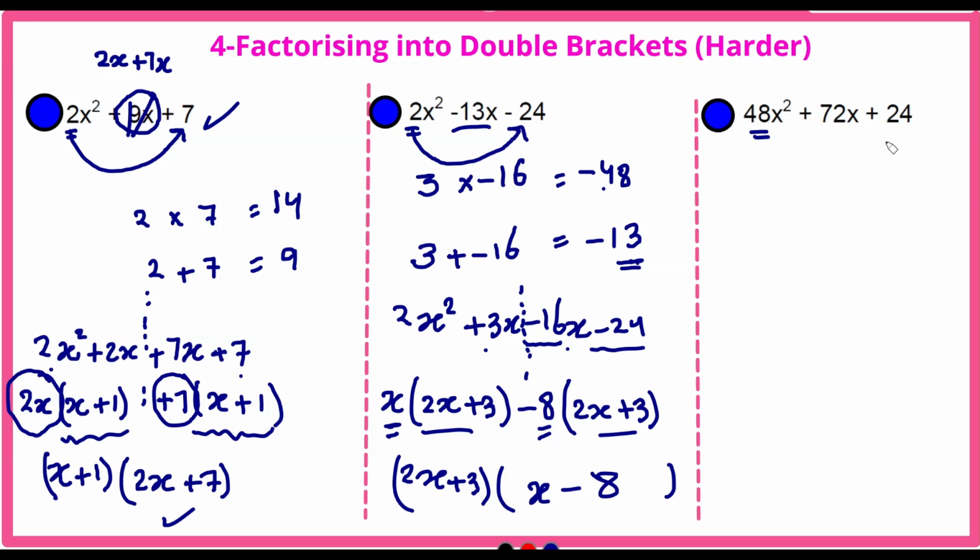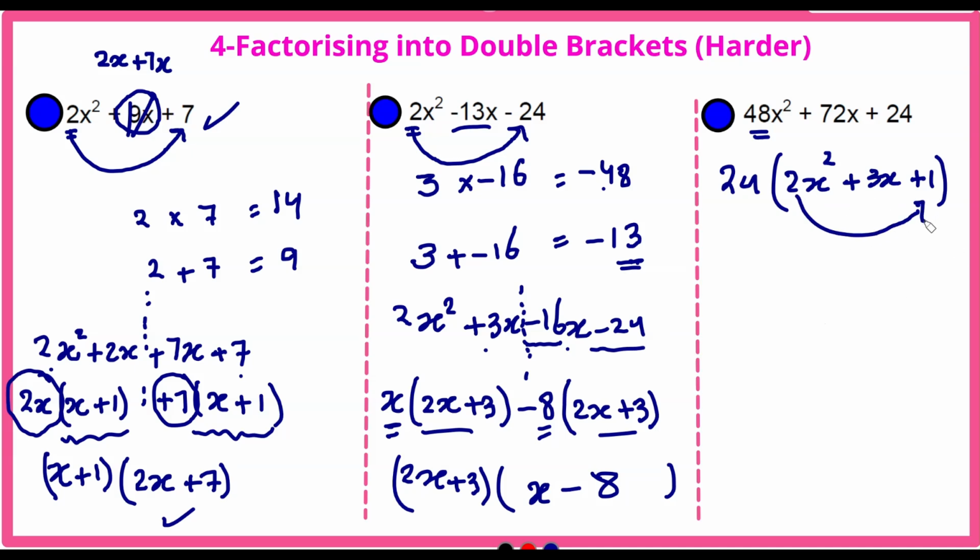So if you notice here, 2 goes in all of them, but you can also try 4. 4 goes in all of them, 6 goes in all of them, 12 goes in all of them, and actually 24 goes in all of them. So when you take 24 out, what do you get? You get 2x squared, add 3x, add 1. Oh, that's so easy now, isn't it? And then we do what we did here. In these two examples, we do it here.